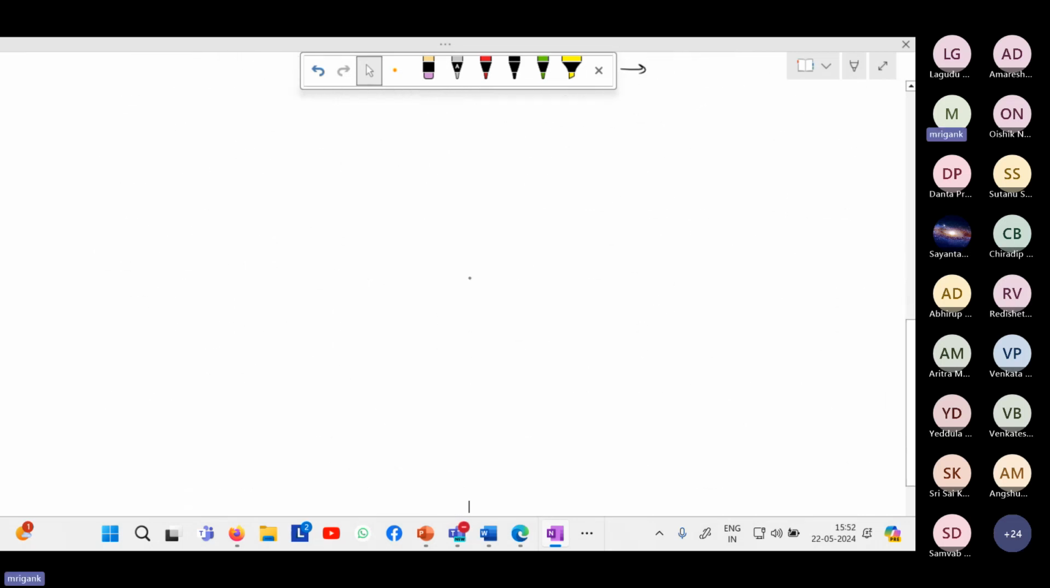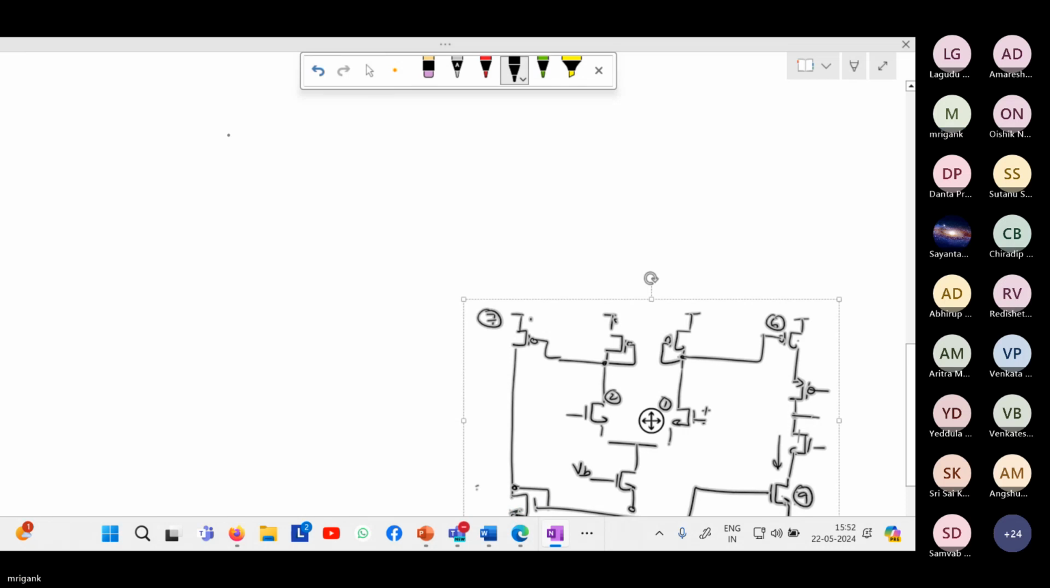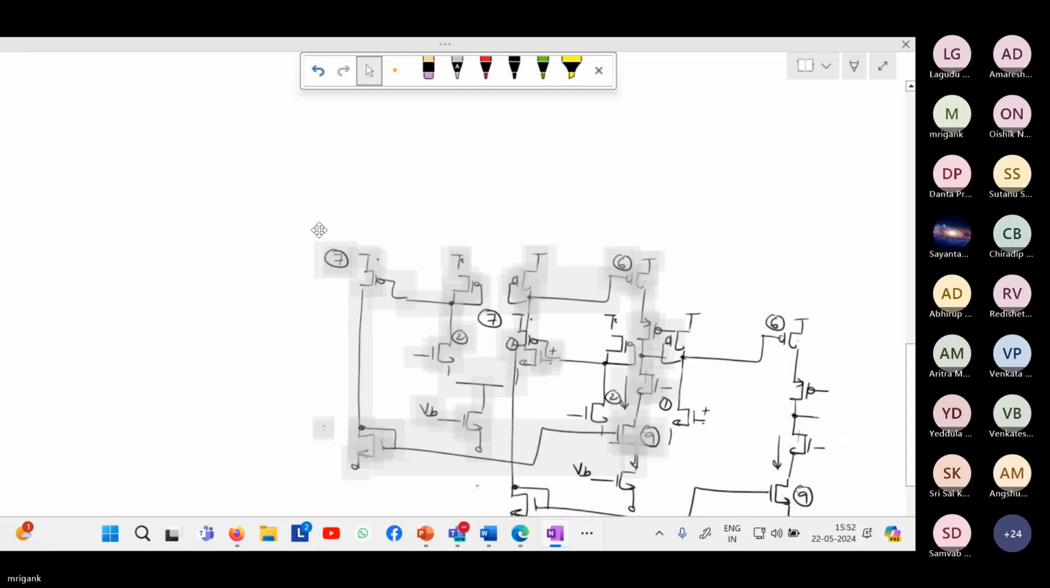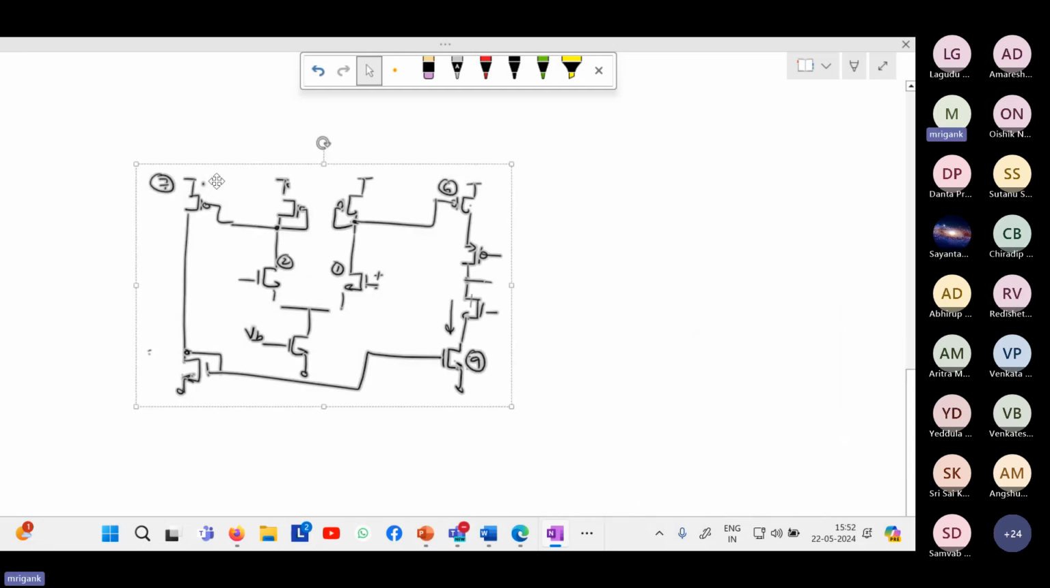Okay. Another thing is the buffering part. In cases where we need very low impedance at the output, how do we proceed? How do we go for the buffering? So let us try that.